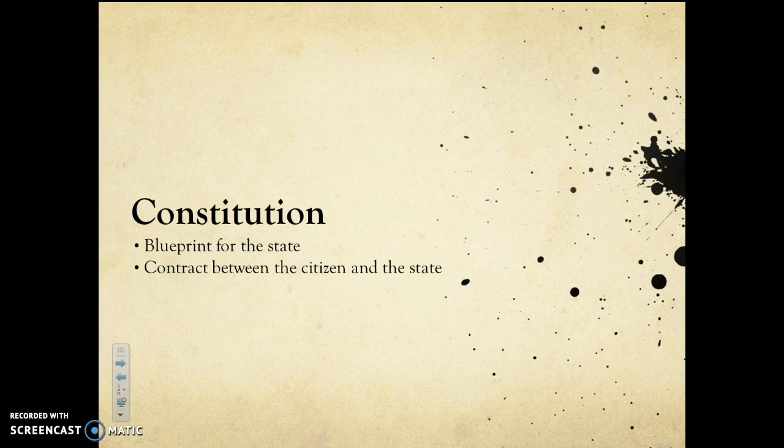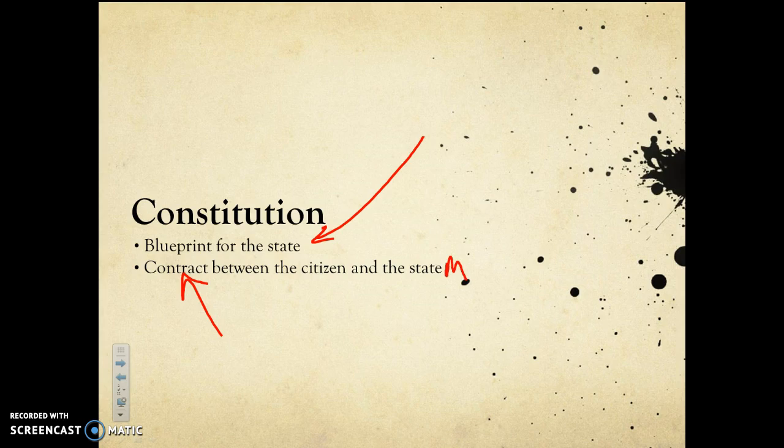You should know, of course, that a constitution is two things. It's a blueprint for the state, for the structure and organization of the powers of the state. And it's also a contract between the citizens and the state. And if we're looking at constitutional reform, then it's a good point to look at the way in which the blueprint changes, or indeed the contract changes. And that's pretty much what we're going to look at here.